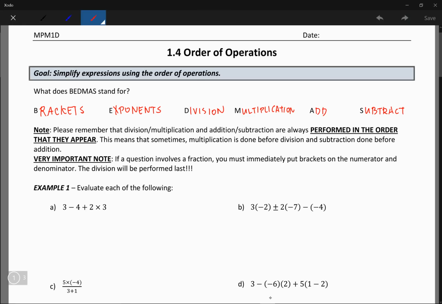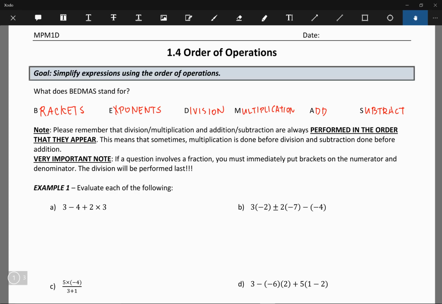Let's move on to this next part and read this together. Note, please remember that division and multiplication, and addition and subtraction, are always performed in the order that they appear. This means that sometimes multiplication is done before division and subtraction done before addition. A very important note is that if a question involves a fraction, you must immediately put brackets on the numerator and denominator. The division will be performed last. Let's go through some examples.